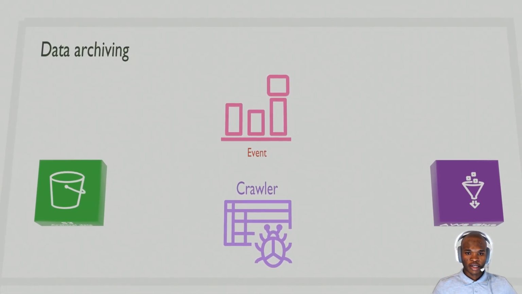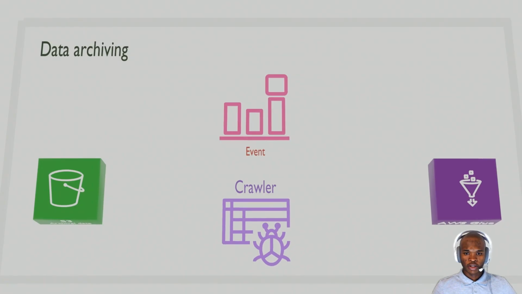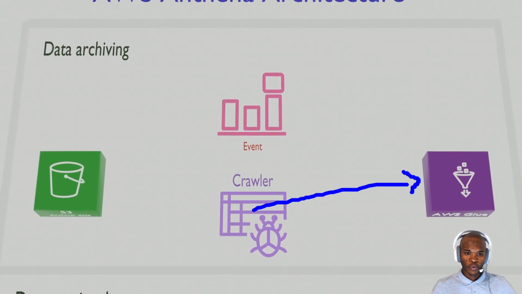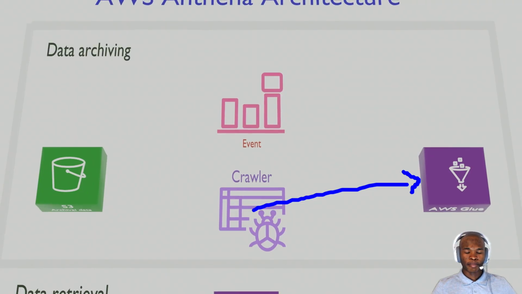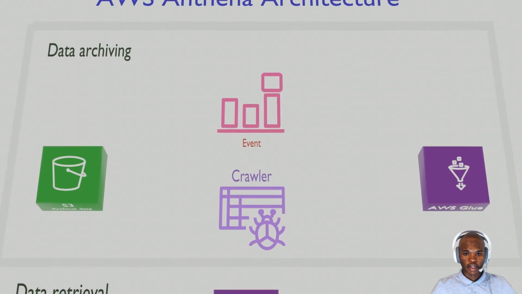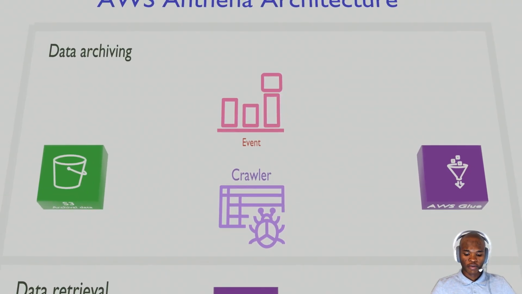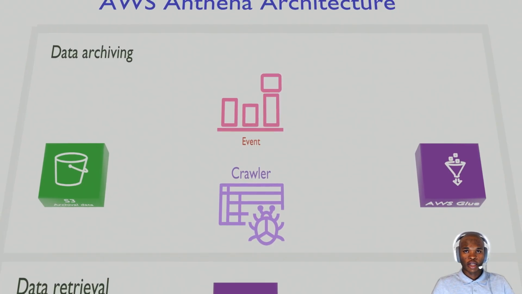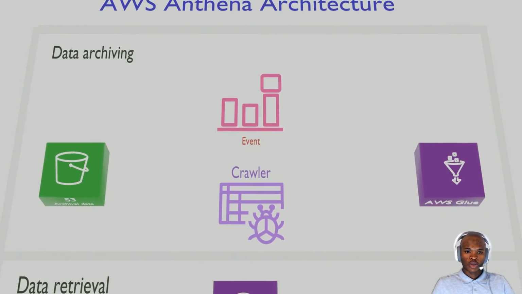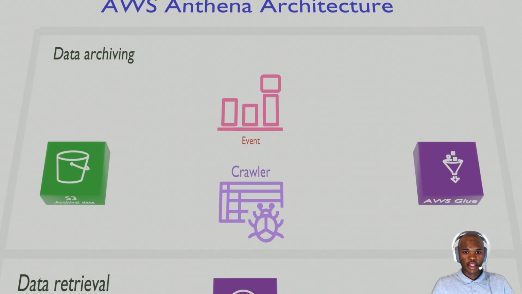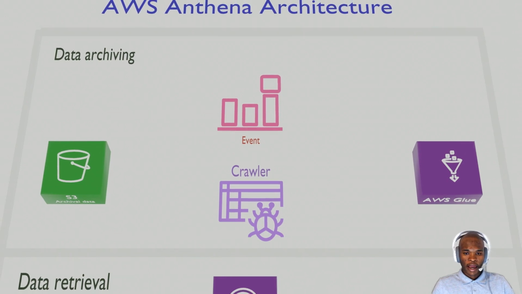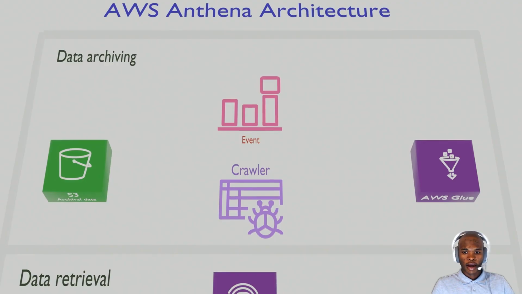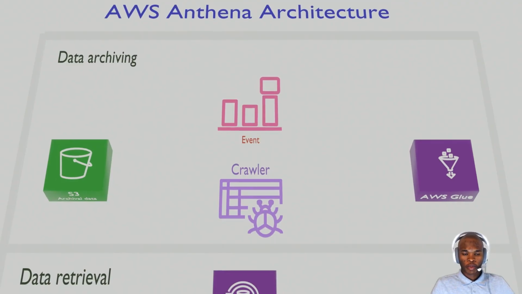Once the crawler does its magic, it sends all this info to AWS Glue. Glue is like the brainy organizer of our data. It creates a catalog, kind of like a table of contents. So it organizes, and now we can know exactly what's in our S3 bucket and how it is structured.